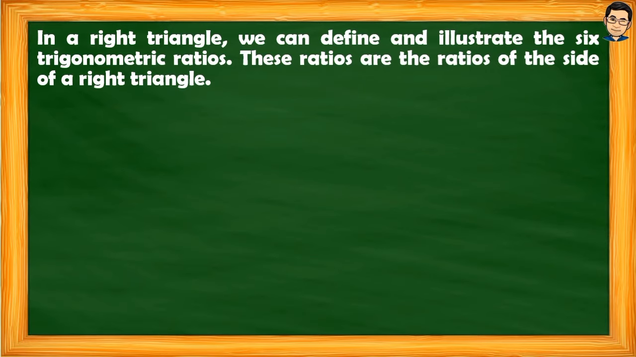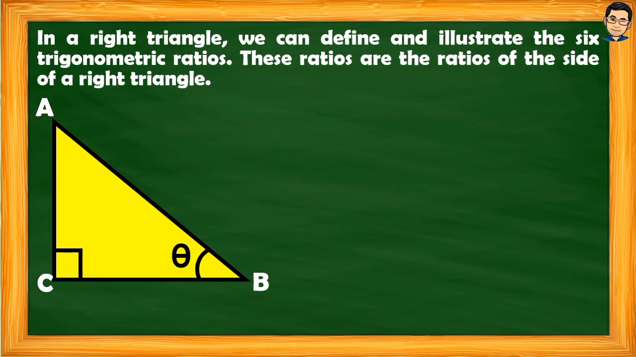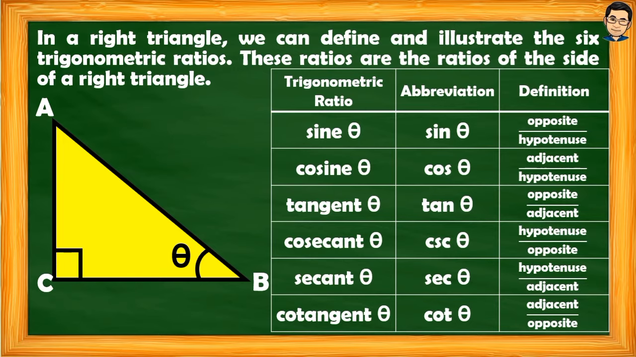So, in a right triangle, we can define and illustrate the 6 trigonometric ratios. These ratios are the ratios of the sides of a right triangle. Ano ang operation kapag naririnig natin yung ratio? That is division. Ito yung ating triangle, yung right triangle na ginamit natin kanina, triangle ABC. Ito yung ating mga trigonometric ratios. Unang-una na dyan is yung tinatawag nating sine theta, abbreviated as SIN theta, kung saan yung theta ay yung angle.